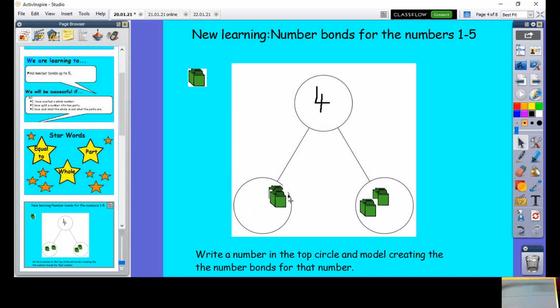Okay, I'm going to move this one over here. Now, what does it show? 1 and 3 makes 4. Okay, I'm going to move this one over here. 0 and 4 makes 4. Okay, what if I move these 3 over here? So let's go 3 and 1 makes 4. Okay, we'll move this one over here now. 4 and 0 makes 4.